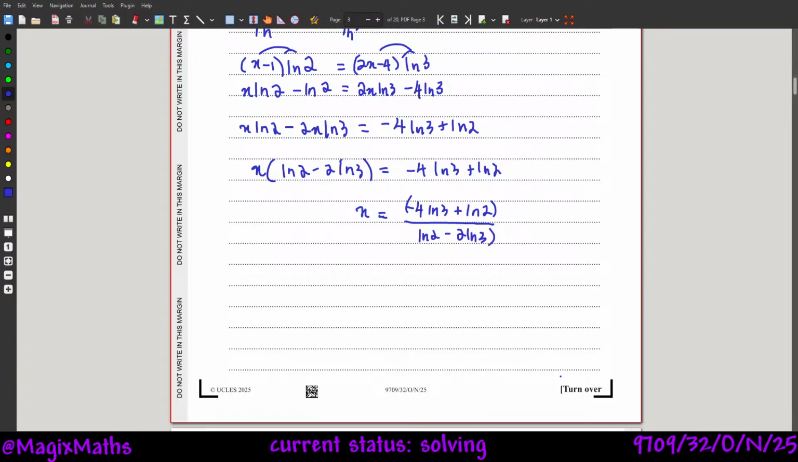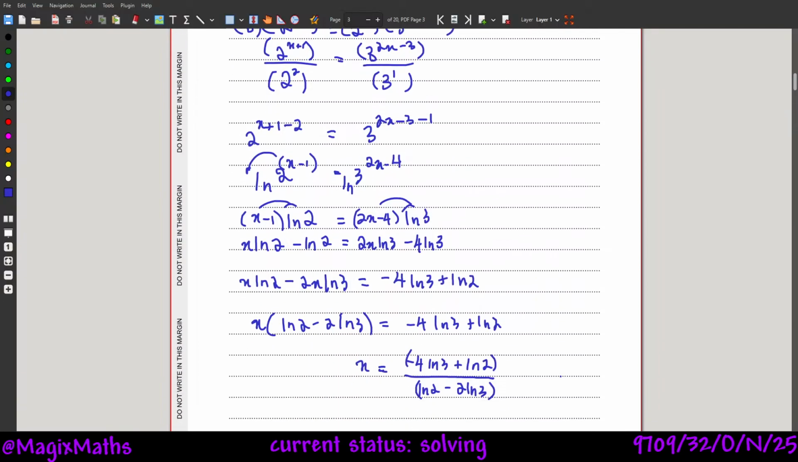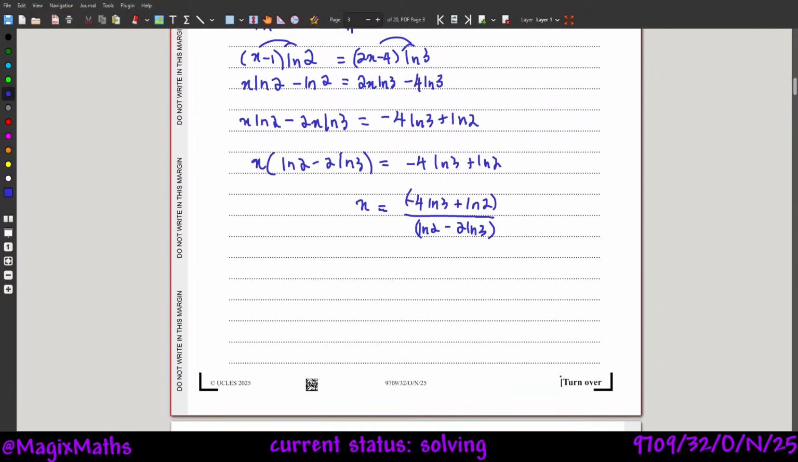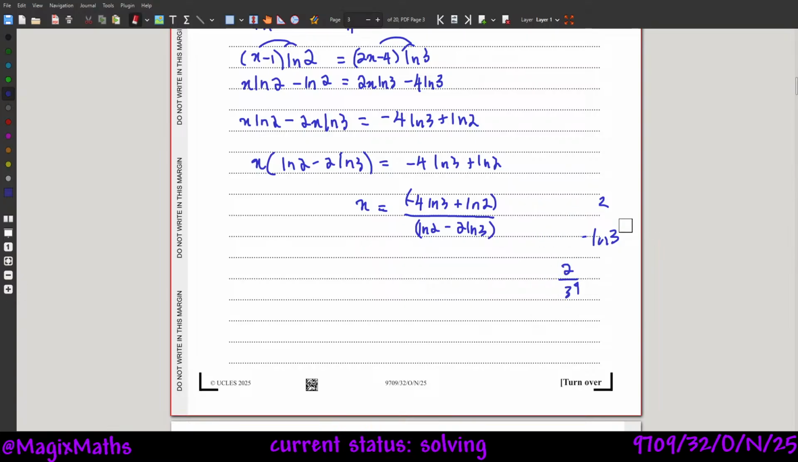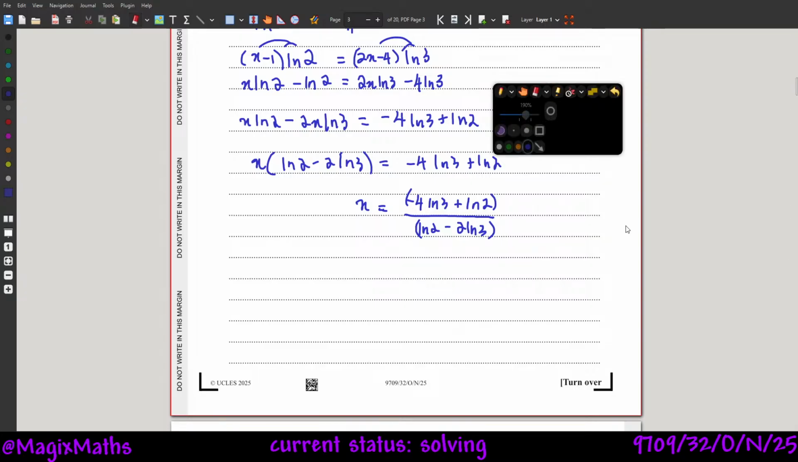Now, if it's stated in the question that we want an exact value, we are able to combine the ones on the top and the ones on the bottom by using the rules. For example, here we have negative ln 3 to the power of 4 plus ln 2, which is ln 2 over 3 to the power of 4. But in this case, it's not needed. So we'll just plug these values into a calculator.